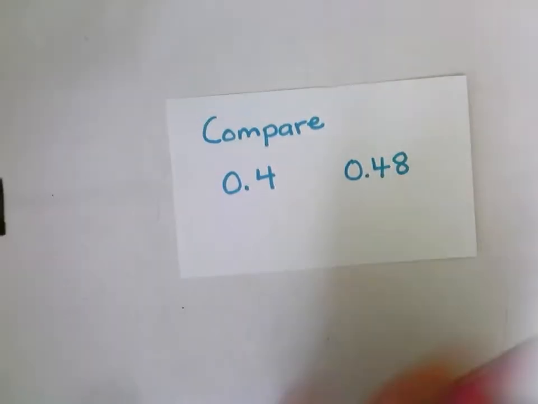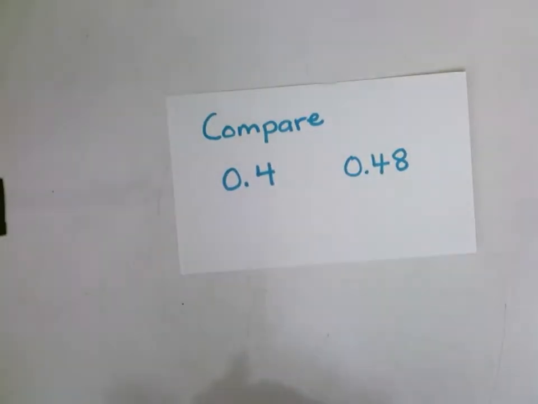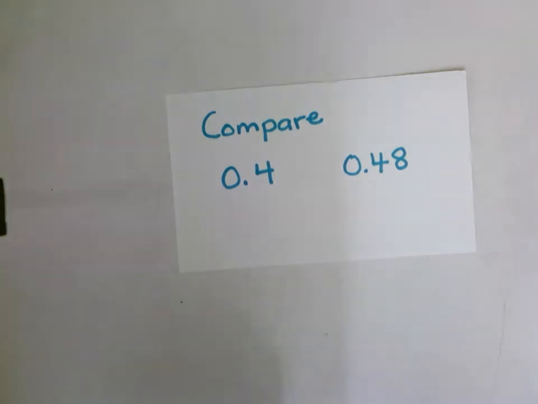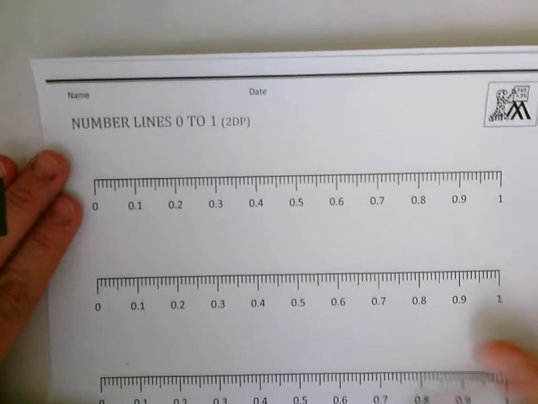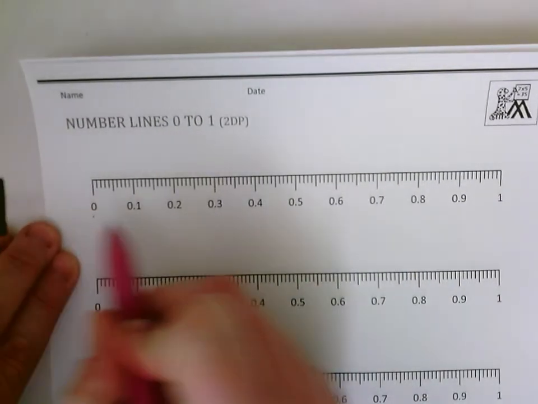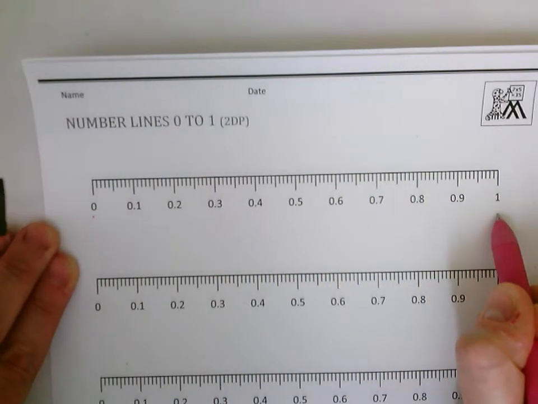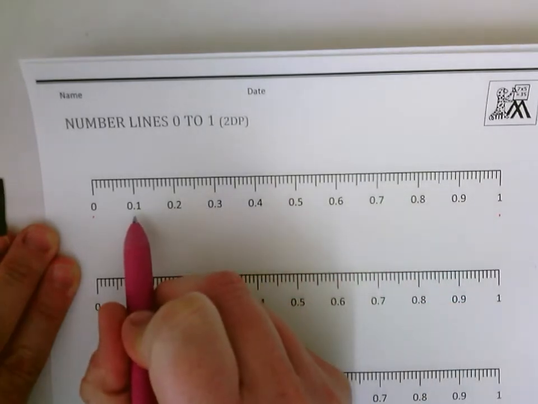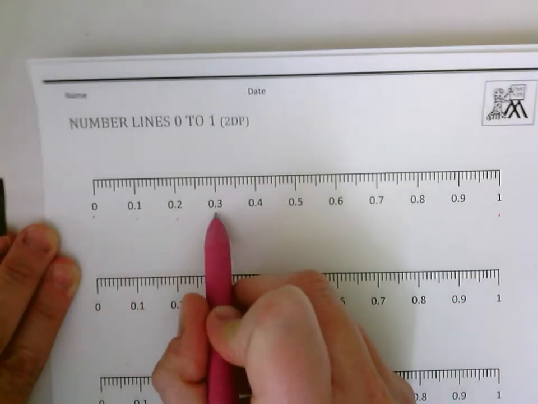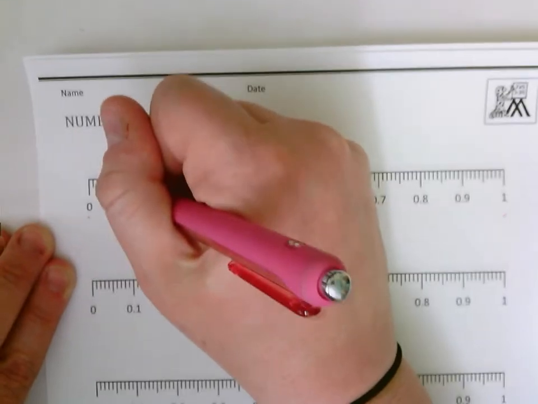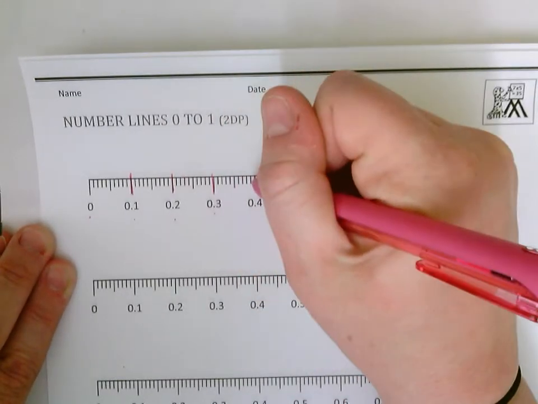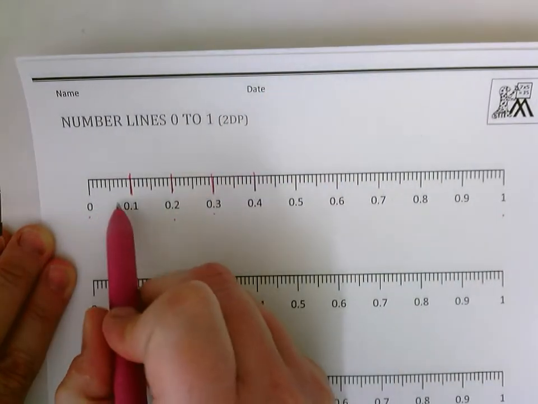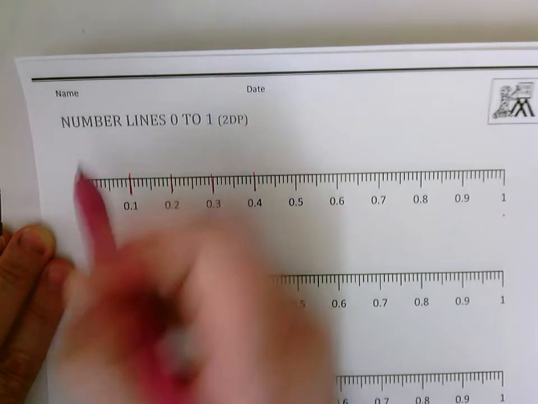Let's compare 4/10 and 48 hundredths. Here I have my number line. This number line starts at 0 and goes to 1 whole, and it's counting by tenths. 1/10, 2/10, 3/10. Each of these hash marks is a tenth. But in between these hash marks, I have 10 more.